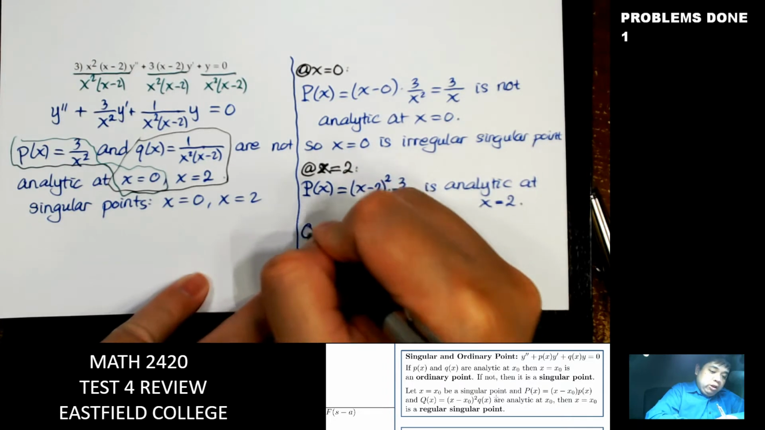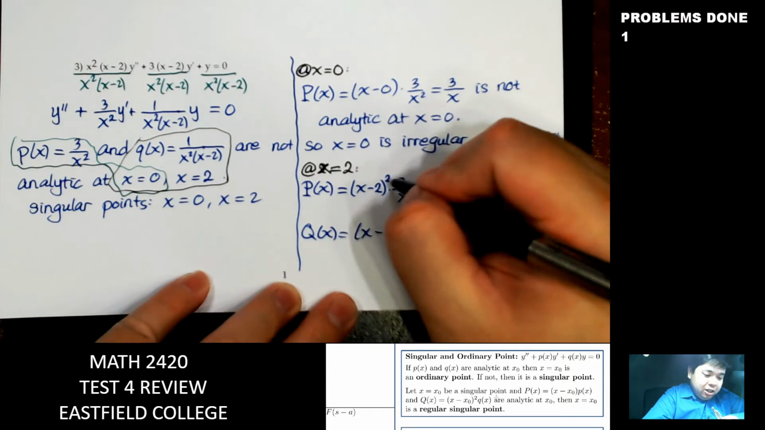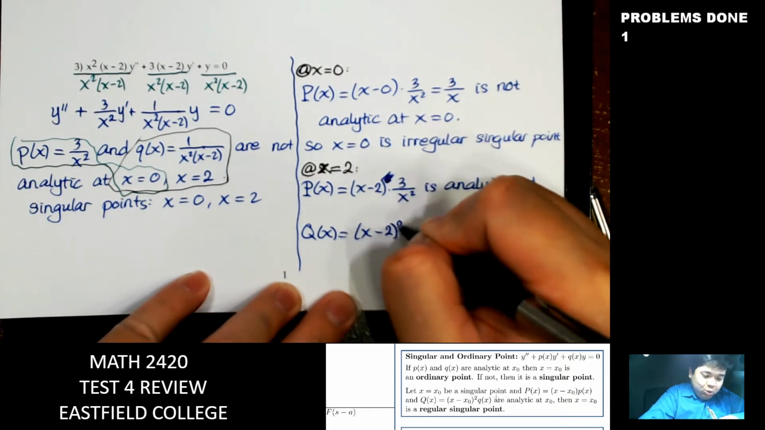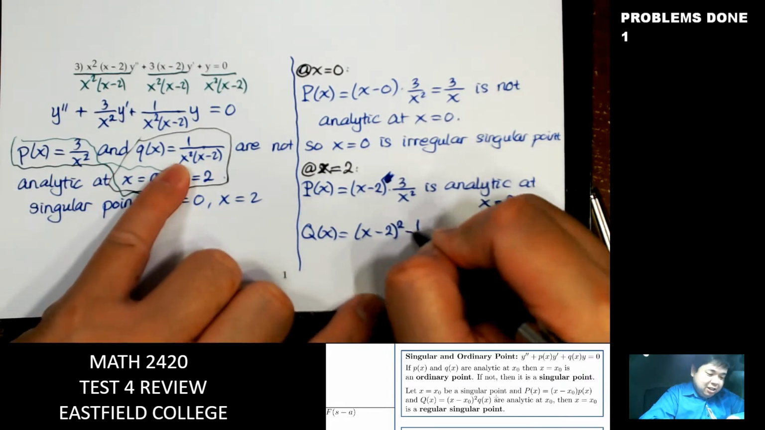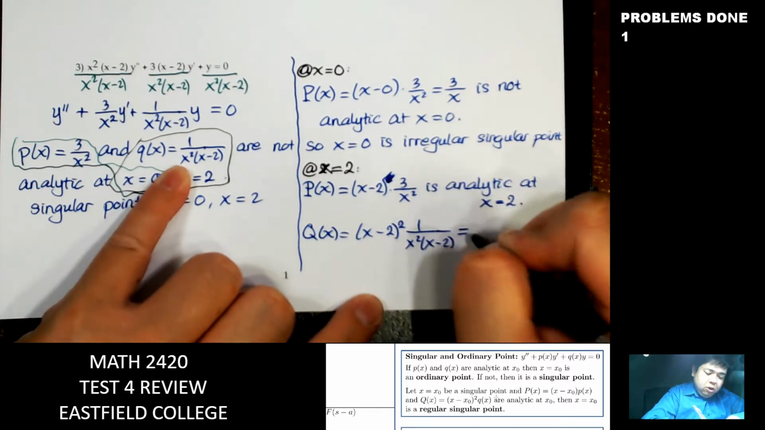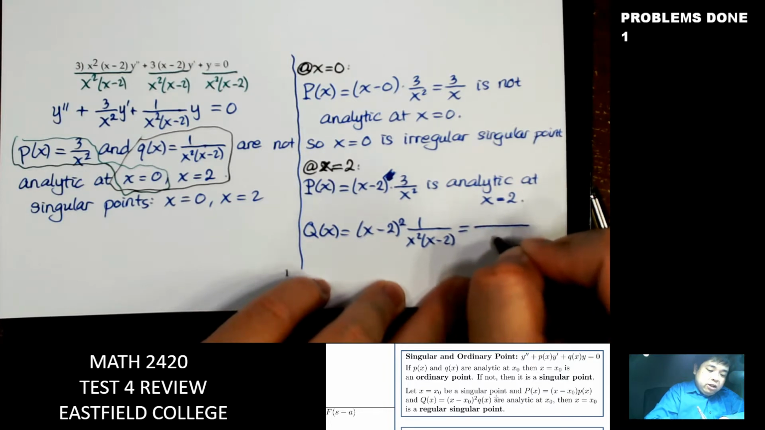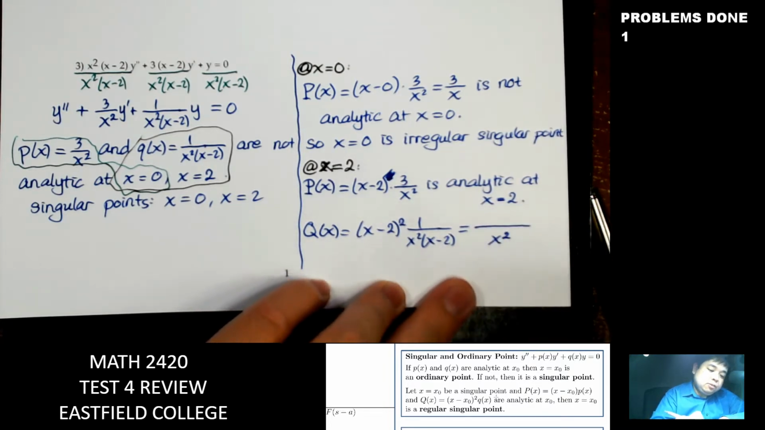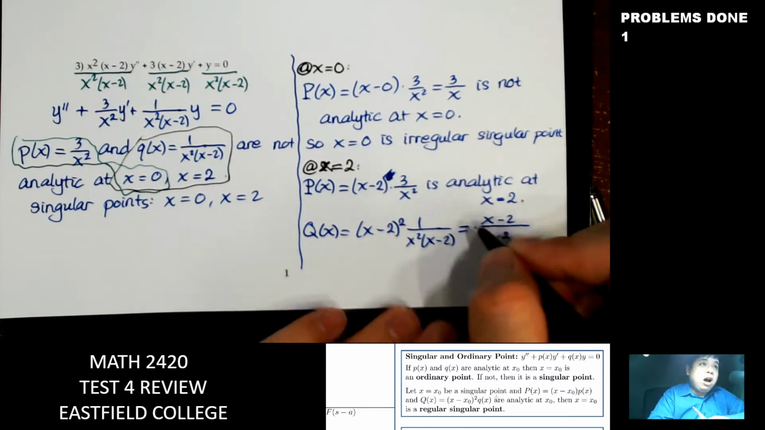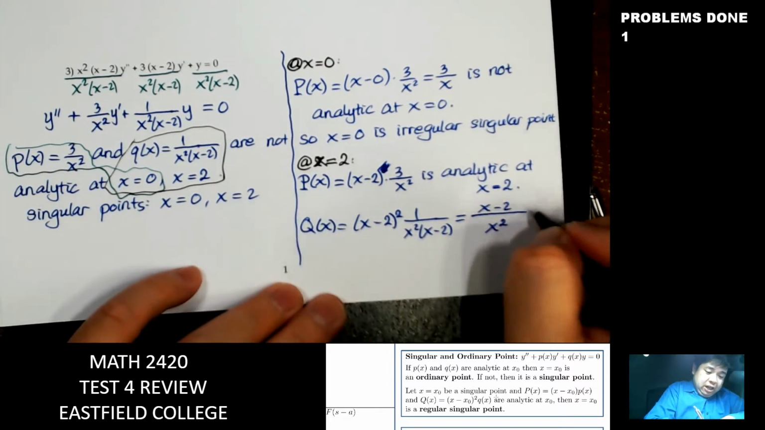We have to move to capital Q of x. X minus, oh sorry, the p doesn't have the square. The q will have the square. The x minus 2 cancel out. We have just x squared at the bottom and x minus 2 on top because one of the factors cancel. Now put 2 in here, it is still defined. It's still analytic.